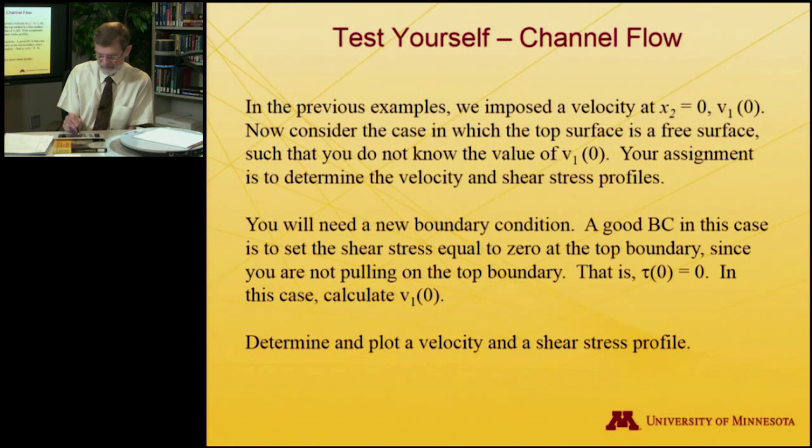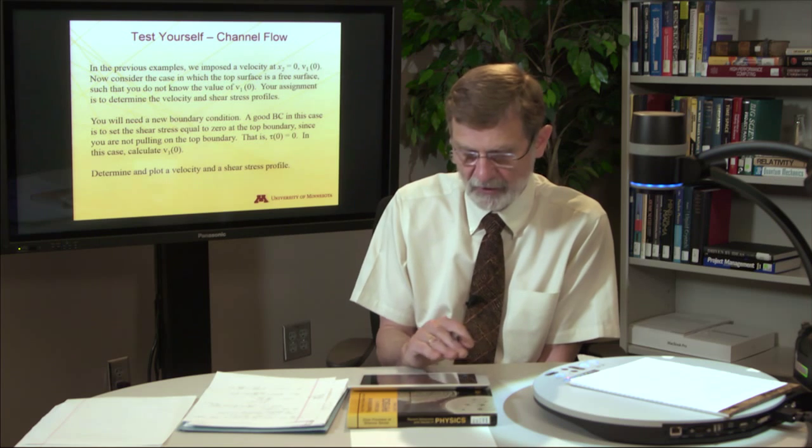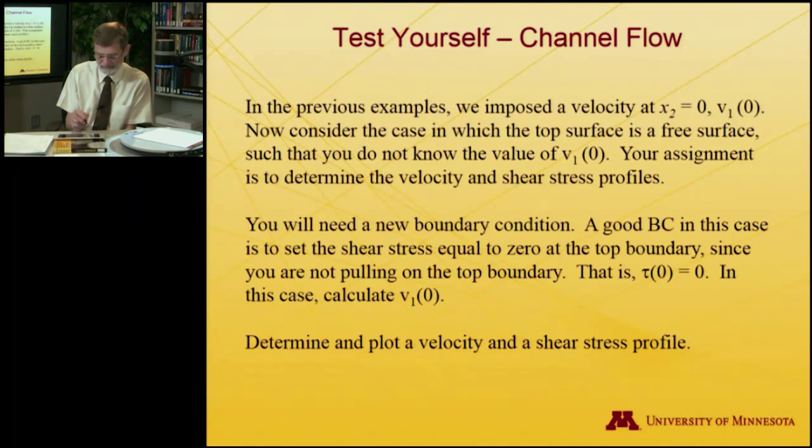The velocity V1 is not prescribed. We're not going to impose it. We're just going to let the canoe float down the river. And we're going to consider the case where the top surface is what we'd call a free surface, so that we don't know what the value of V1 is at that point. So your assignment is to determine the velocity profile and determine the shear stress profile in that system. And you're going to have to find a new boundary condition.